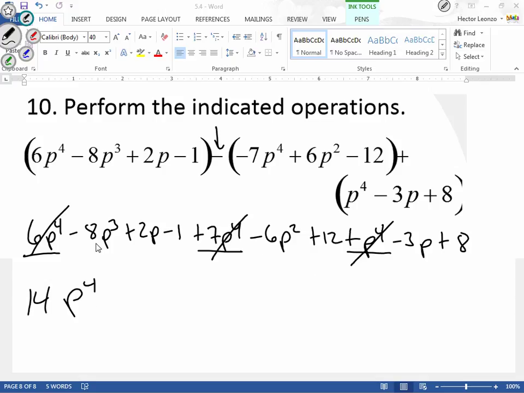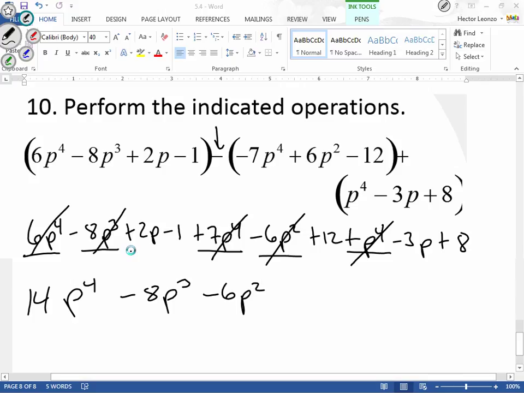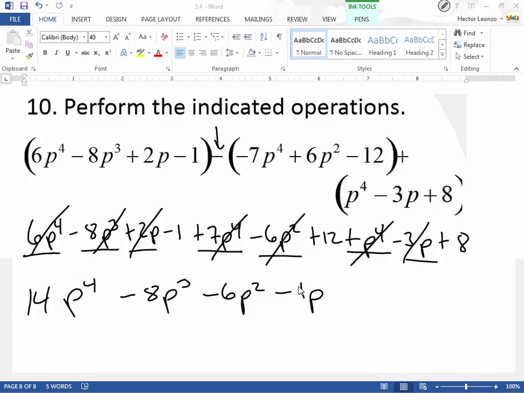Then I should have p to the third, which I only see one of them. So I'm just going to copy it as it is, minus 8p to the third. Then p to the second, I only see one of them. It's right here, minus 6p to the second. So again, it's the only one there, so I'm just going to copy it as it is. Then p to the 1, which is just p. There's that one, and there's this one. So I'm just going to go 2 minus 3, which gives me negative 1p. Once again, like we saw in previous sections, if you don't write the 1, it's okay. If you just write minus p instead of minus 1p, it's the same thing.